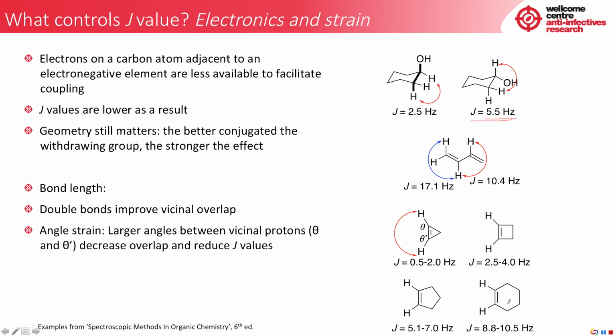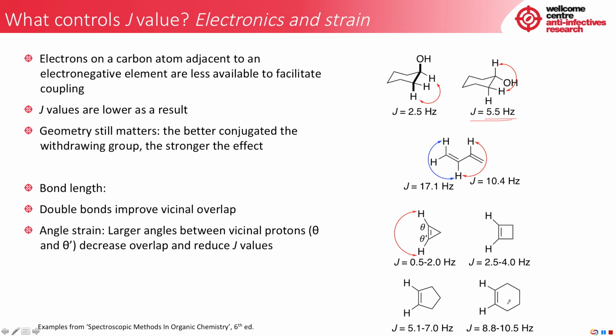Just one more thing I want to mention. This is true for homonuclear couplings. For heteronuclear couplings, for example, the hydrogen-fluorine coupling we saw earlier, you do have to consider the nature of the other atom as well. So fluorine will tend to produce larger couplings, aside from any other considerations.